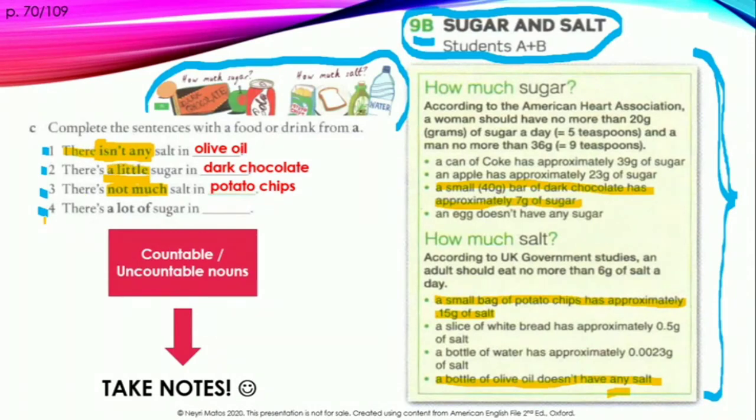And in number 4, we have a big quantity. There is a lot of sugar in a can of soda, right? For example, here in the first part of the text, a can of Coke has approximately 39 grams of sugar. So that is a lot, okay? It's a lot of sugar, right? So remember that we can use these 4 expressions to talk about the quantity of something in food, okay?